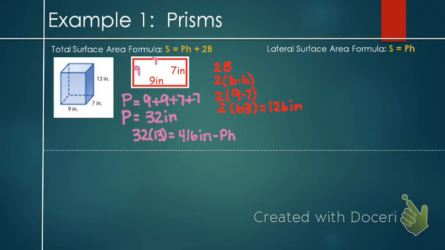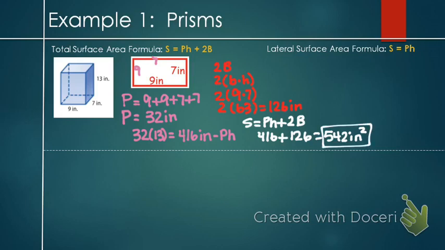Now look, our formula says S equals our perimeter of our base times our height plus 2 times our area of the base. So perimeter times the height, we got 416, plus what we just got for 2 times our area of the base, which is 126. So our total surface area is 542 inches squared.